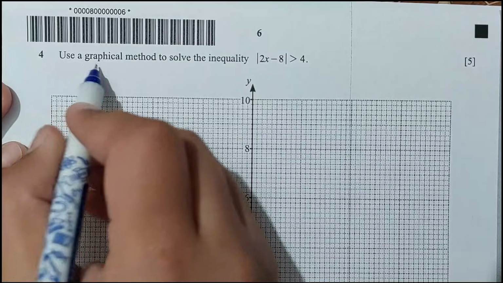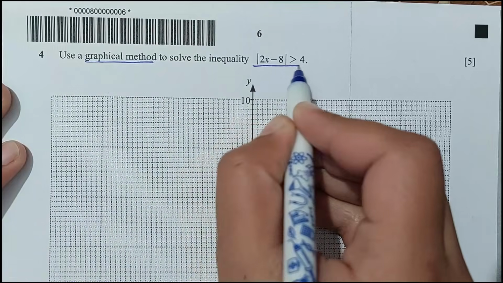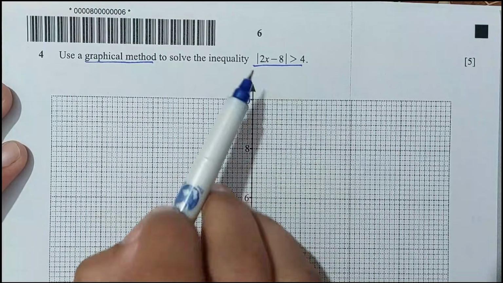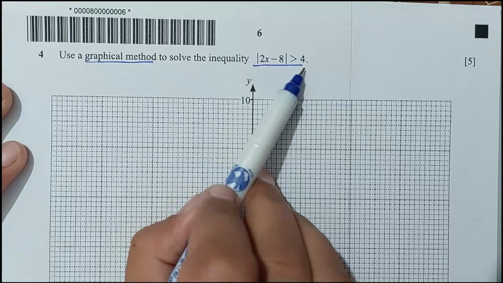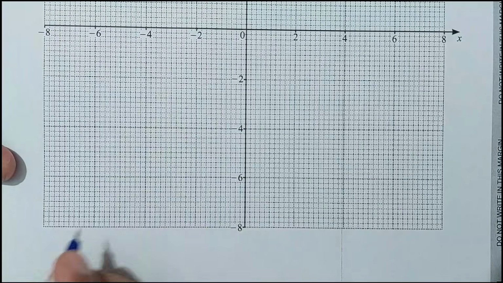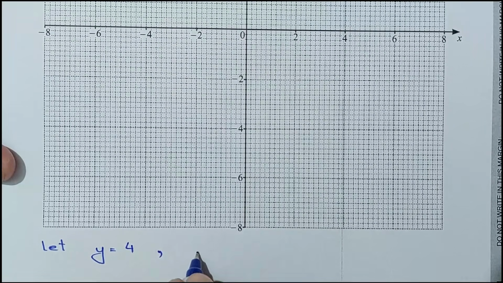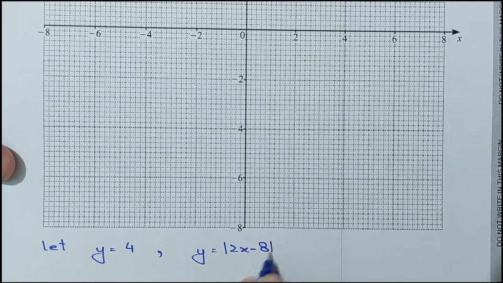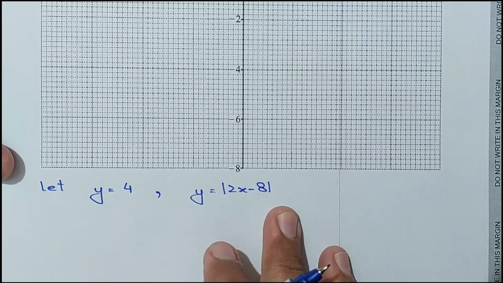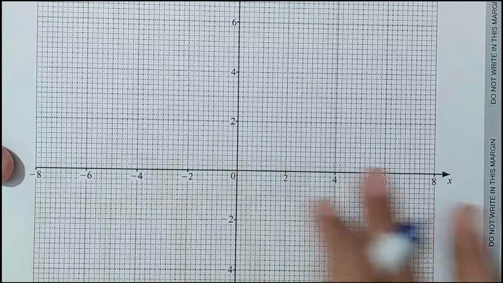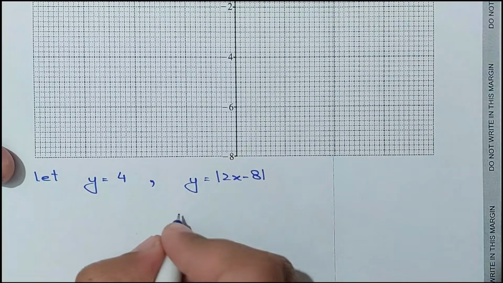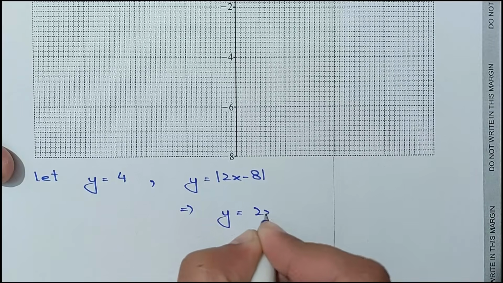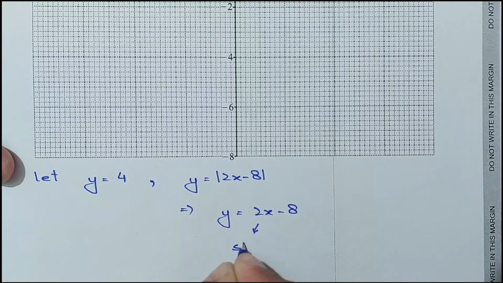Question number 4, use a graphical method to solve the inequality. For this inequality, let us suppose y equals the absolute value of 2x minus 8 and y equals 4. Let y equals 4 be one equation, and the other is y equals the absolute value of 2x minus 8. Since this is absolute, it must be at the top, with positive y values. If I suppose y equals 2x minus 8, here the slope is 2 and the y-intercept is negative 8.